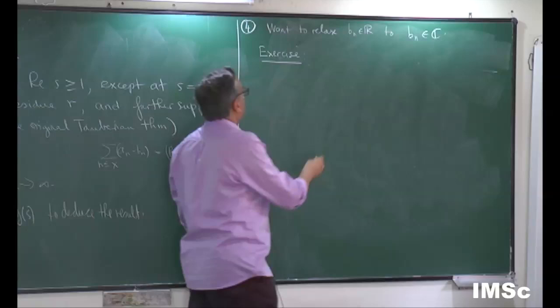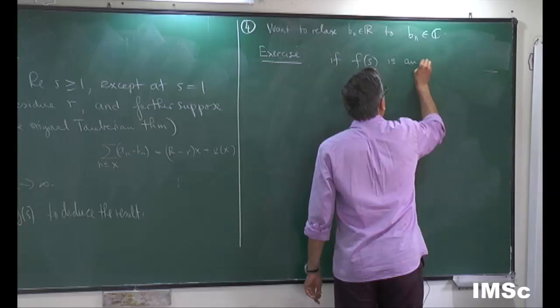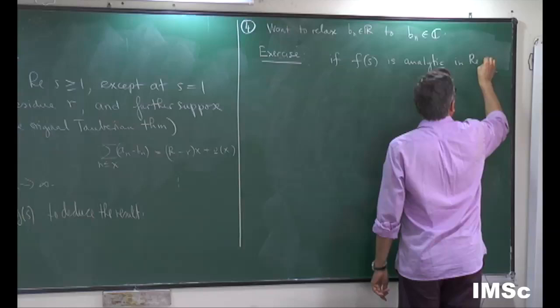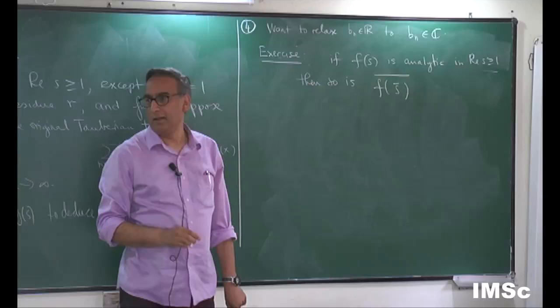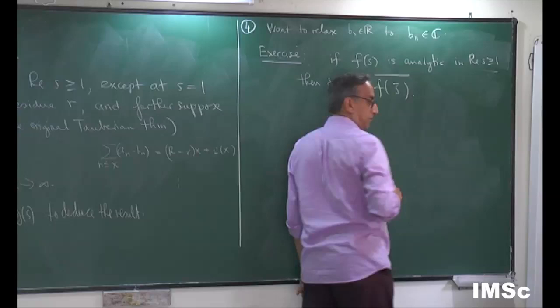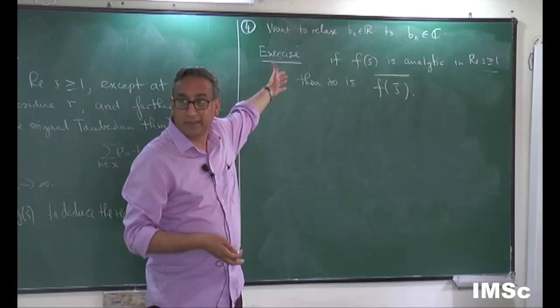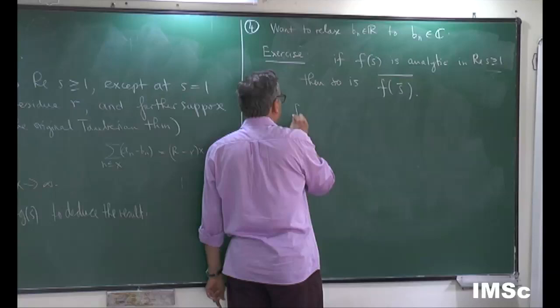If F of S is analytic in real part S greater than or equal to 1, then so is F of S bar, as a function of S. Okay, so you can do that. Analytic means complex differentiability. So all you have to do is prove the silly derivative exists, and you can do that. Now, what happens in the context of Dirichlet series?